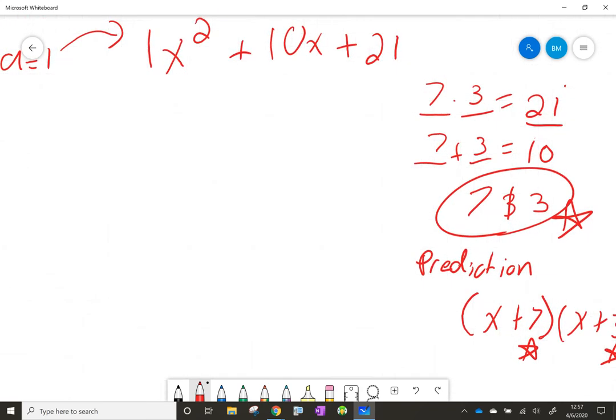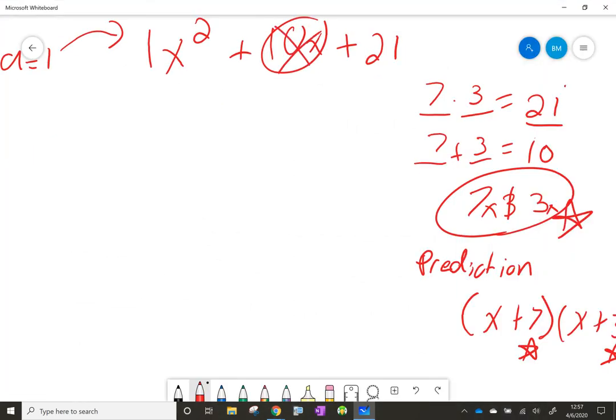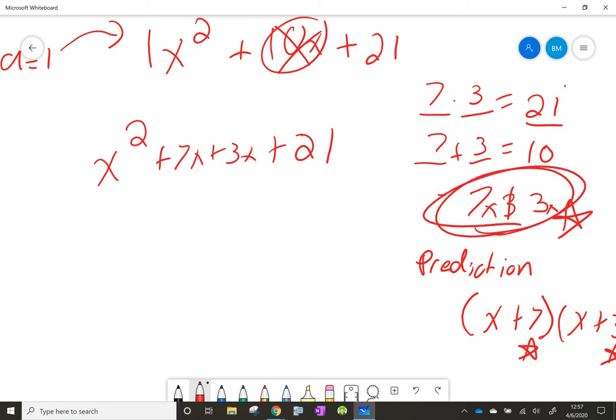So let's try it. Remember, these two terms are going to become x terms, and they're going to replace the middle x term. Let me put that back up there. So we had x squared plus 10x plus 21, but I'm replacing the middle term with plus 7x plus 3x. All right, so remember that we took those two numbers, we've replaced the 10x, we've put them in there. Now factor by grouping.